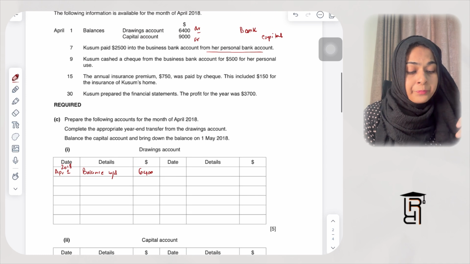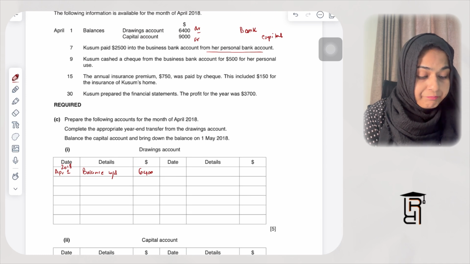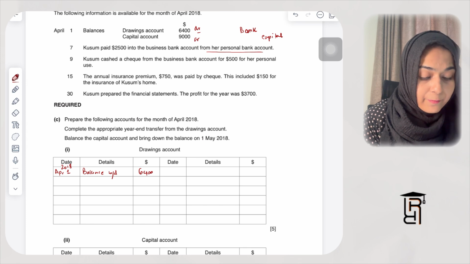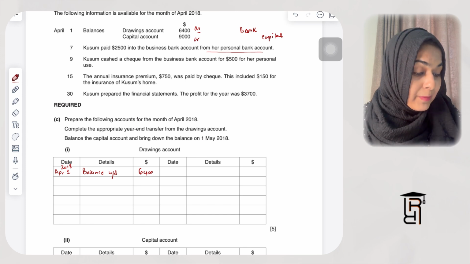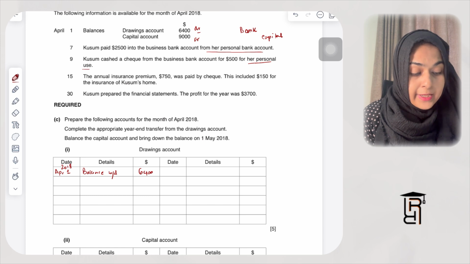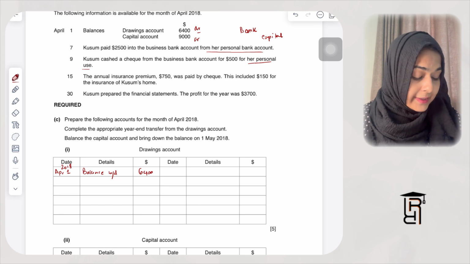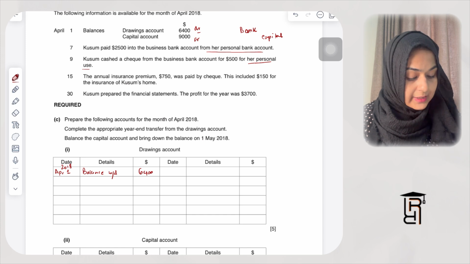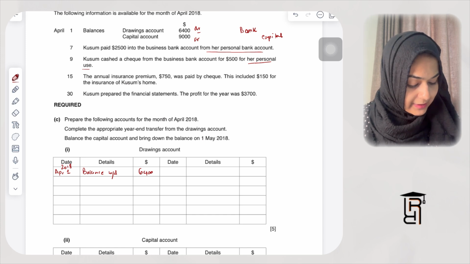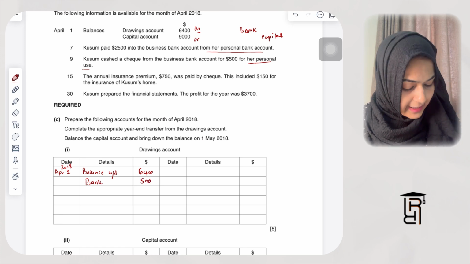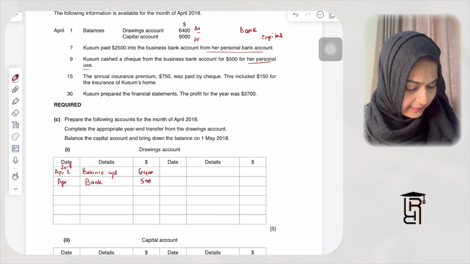Then they're saying Kusum cashed a check from the business bank account for 500 for her personal use. Again, she's basically taking out money for her personal use, so the drawings account needs to be debited and the business bank account will be credited. So in the bank, on the credit side, I'm going to write drawings in the details. In the drawings account, on the debit side, I'm going to write here bank in the details, and I'm going to write here 500, which is my drawings, and I'm going to write here April 9.